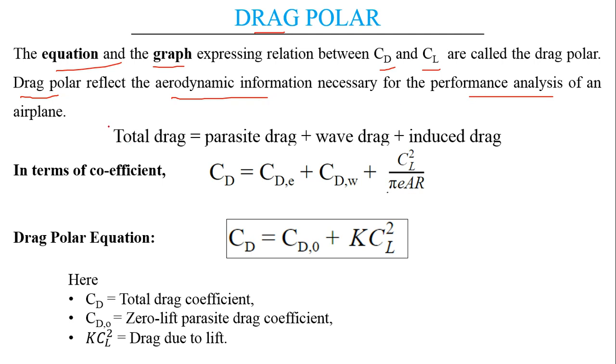Now, talking about drag, when we consider the total drag of an aircraft, it is a summation of the parasite drag, the wave drag, and induced drag. So, wave drag is the term introduced over here. Wave drag is nothing but the drag associated with the supersonic flight of an aircraft, and it is caused due to the shock waves.